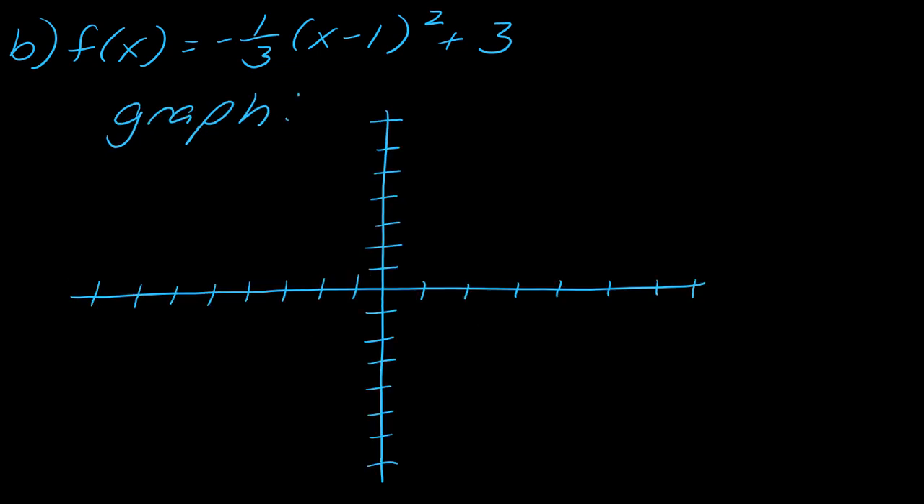And now for the last part of this. So now I'm just going to graph it. So I go over to 1, I go up to 3, and then I'm going to go out 1 and down 1/3 in each direction. And I'm just going to try to approximate this as best I can. So it's going to be something that looks like that.